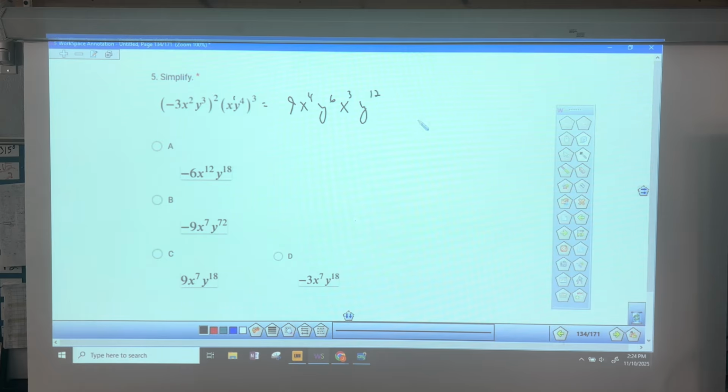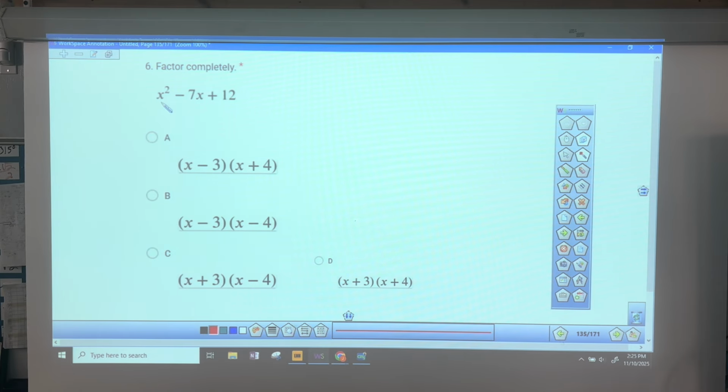Now, when we multiply like bases, we add the exponents. So my answer will have a positive 9 in it, so I'm kind of done. I don't need to go any further. But 4 plus 3, that's going to give us positive 9, x to the 7th, and then y times y, 6 plus 12 is 18. 9x to the 7th, y to the 18th.